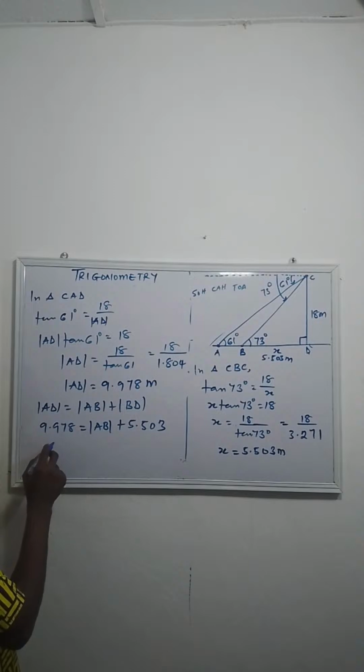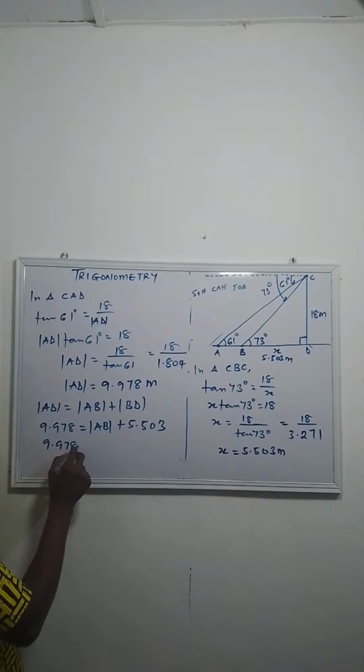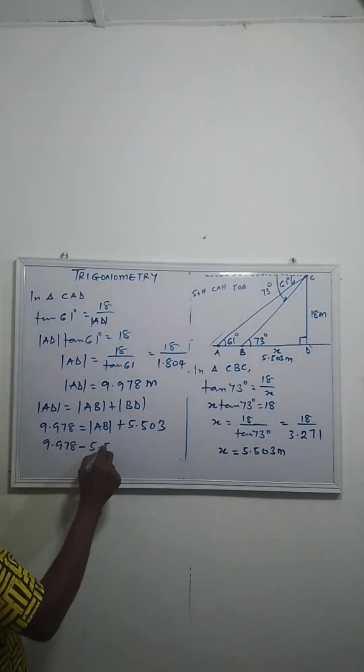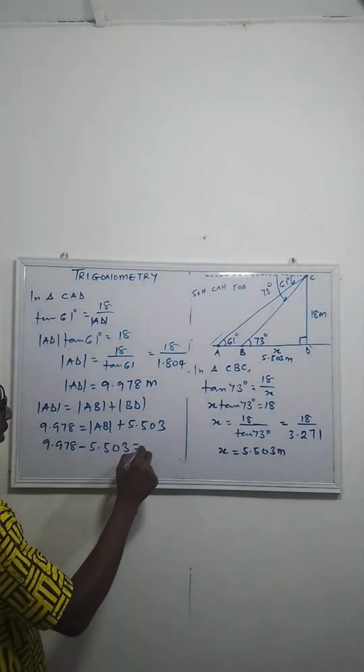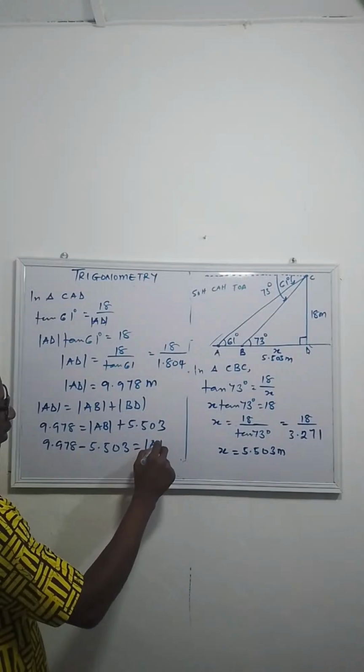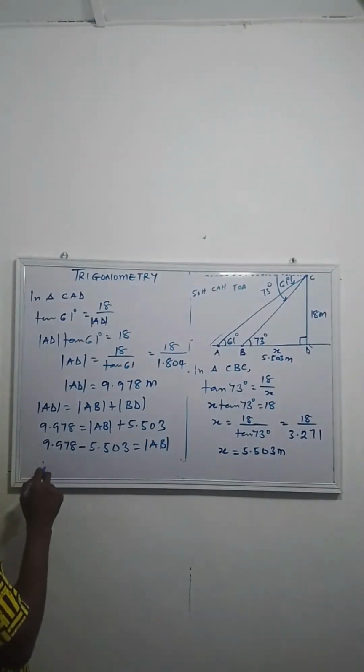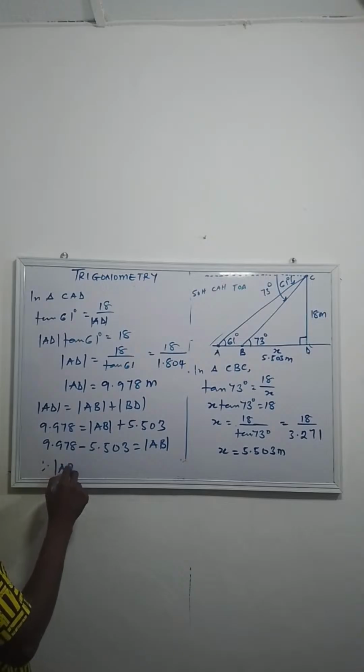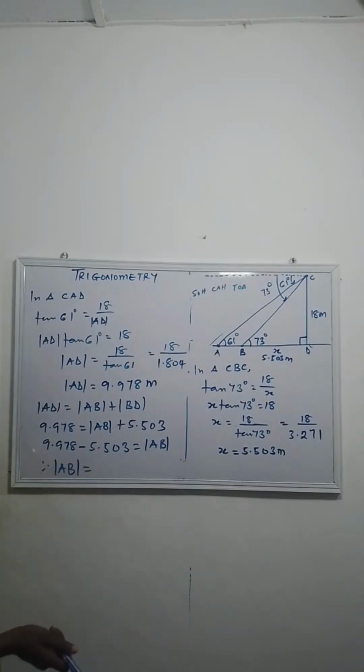We have 9.978 minus 5.503. That is the same thing as AB. So therefore, what is going to be the value of AB, the distance between the two canoes? Okay, can you do that? Let's see. What do you have as your answer?